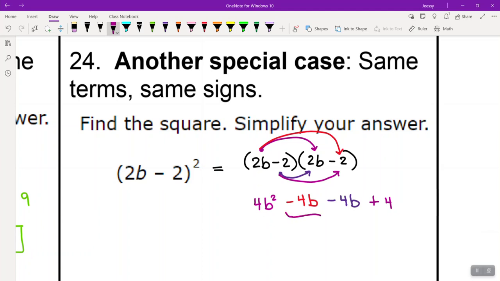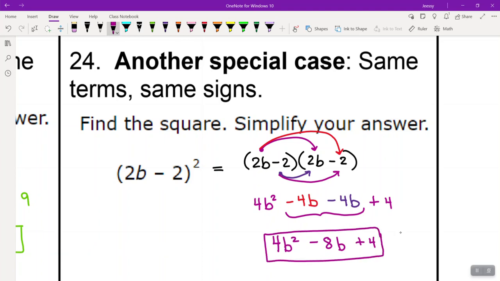And then once again, the middles are like terms. And no, they don't cancel because they have the same sign. Are we clear? They only cancel when they have opposite signs. So your answer is going to be 4b squared minus 8b plus 4. How'd you do? You did it right? Did you get it right? Not completely? You got halfway done?